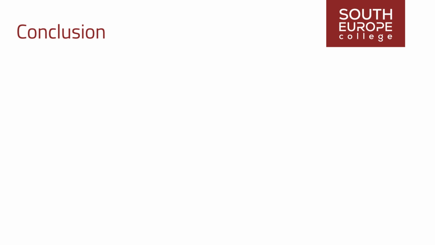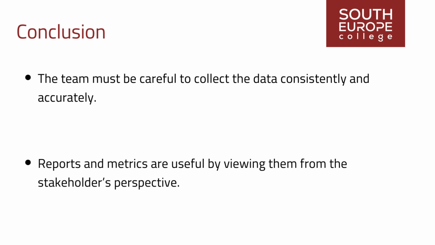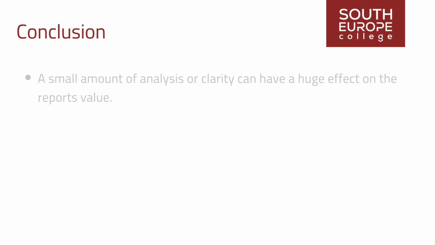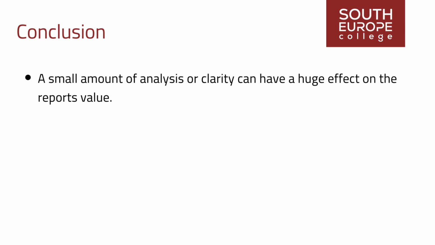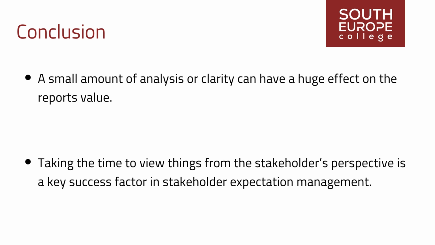When using metrics and reports, and especially when communicating them to stakeholders, it's important to remember those things. To have the benefits of statistically valid metrics, the team must be careful to collect the data consistently and accurately. The way to make reports and metrics useful is by viewing them from the stakeholder's perspective. Adding a small amount of analysis or clarity can have a huge effect on their value. Taking the time to view things from the stakeholder's perspective is a key success factor in stakeholder expectation management, discussed in the next sections.